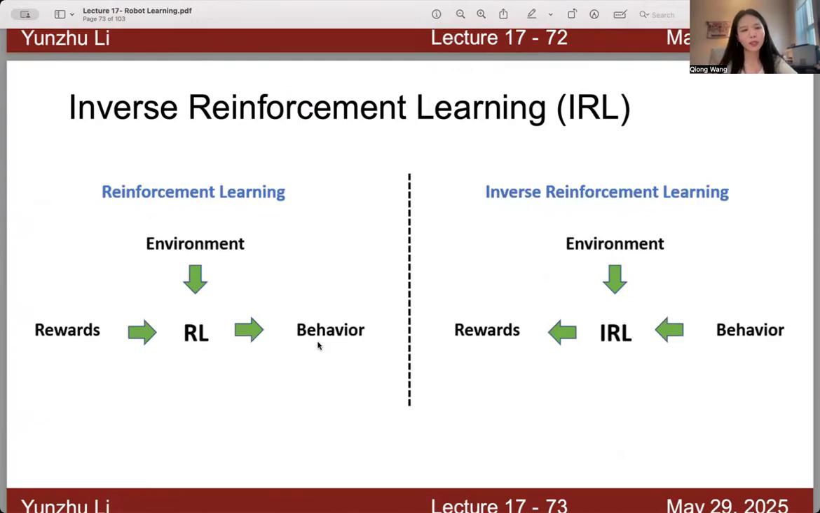There are some differences between reinforcement learning and inverse reinforcement learning. Reinforcement learning takes environment and reward into the reinforcement model and outputs the behavior. But inverse reinforcement learning is like this. It takes the feedback from the behavior and the environment and outputs the reward. This means modifying the policy to help the model achieve the best goal.